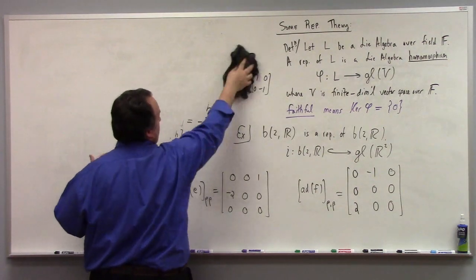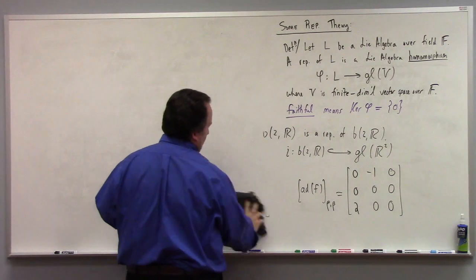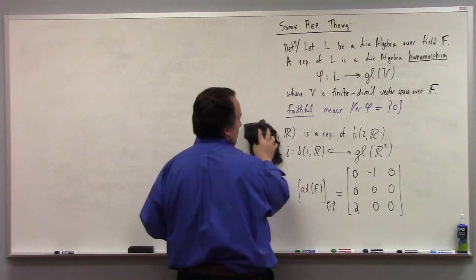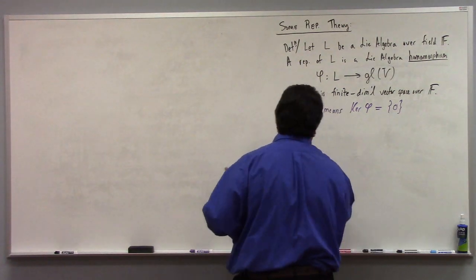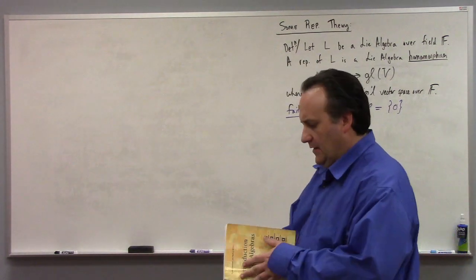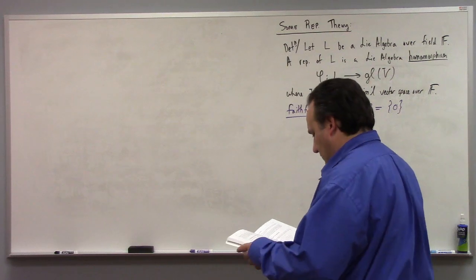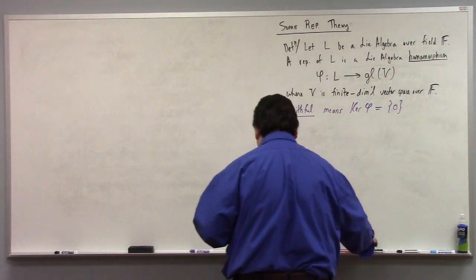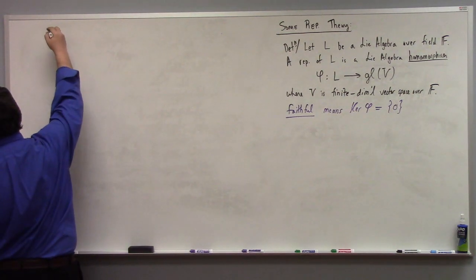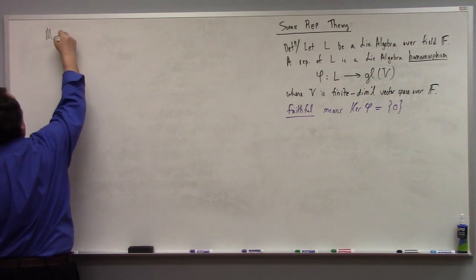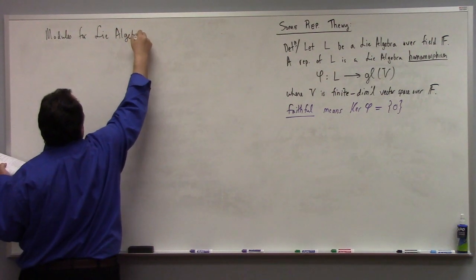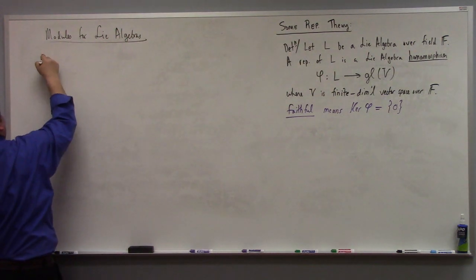Let's see here. So corresponding to a representation, you can talk about a module. And so let's do that here. So, definition. So this is modules for Lie algebras. So here's the definition for that.